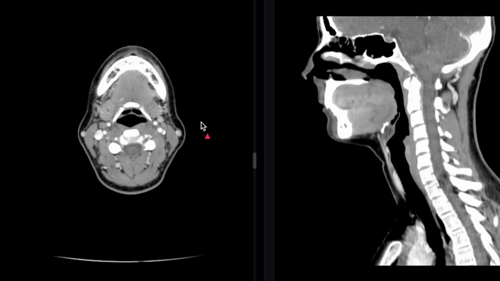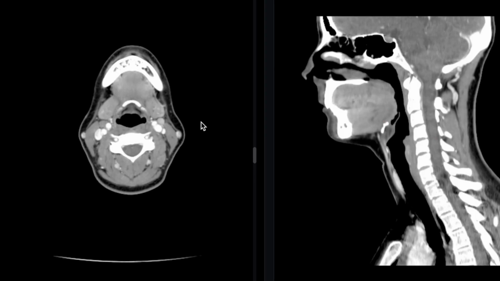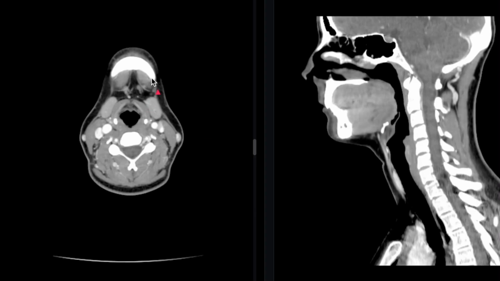Moving a bit inferiorly from the hyoid bone, as I scroll down, you start to pick up the thyroid cartilage right here. It kind of comes to a point here in front of the airway, but it's not as bright as a bone would be. It's also a little bit more bright than the surrounding soft tissue. That's kind of how cartilage looks on a CT scan. One thing to point out is that thyroid cartilage does not completely encircle the airway. It only has this anterior component.